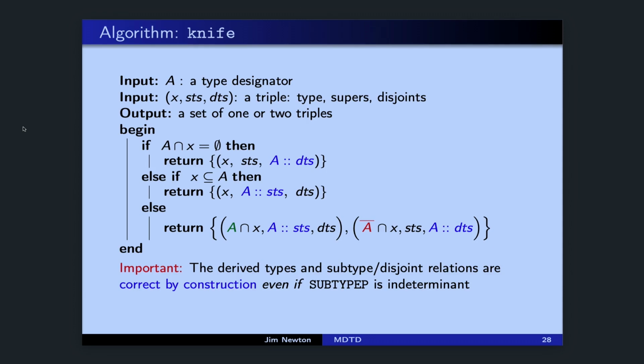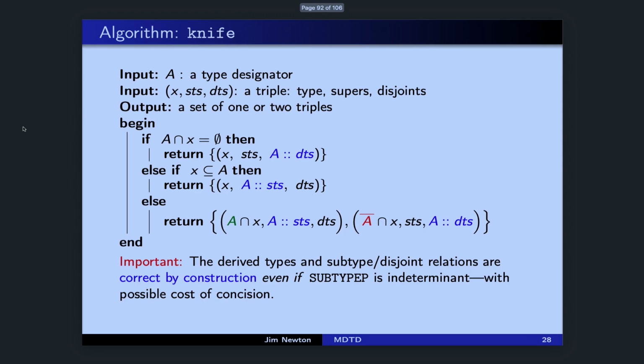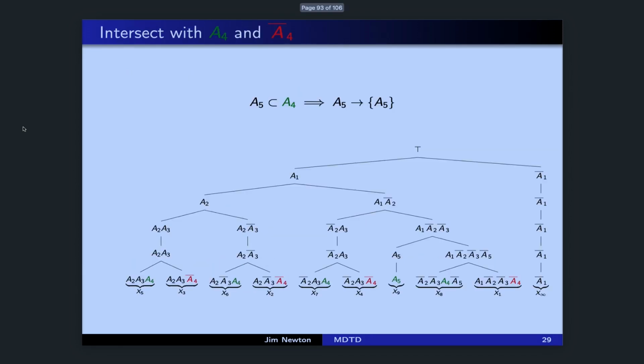So what's important is that the supertype relations and the disjoint relations are correct by construction. So we don't need later to actually ask subtype P that information. Even if subtype P is unable to answer the question later, we don't care because it's correct by construction. And finally, I intersect with A4 for completeness.